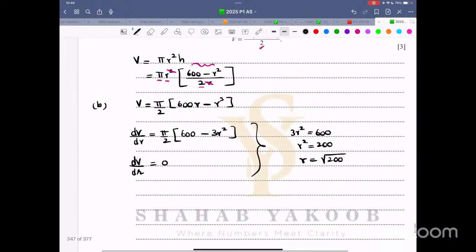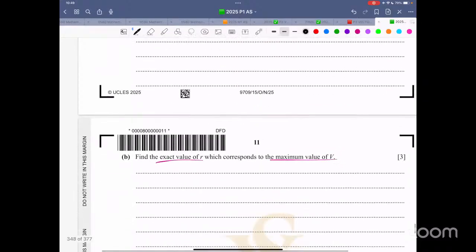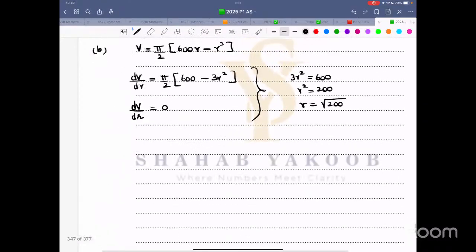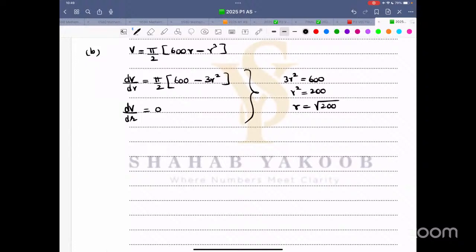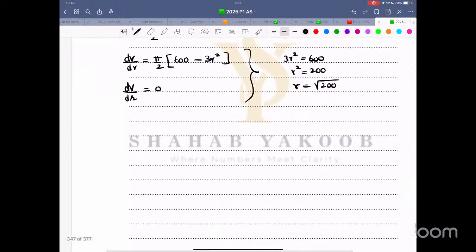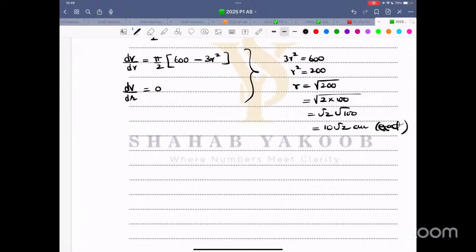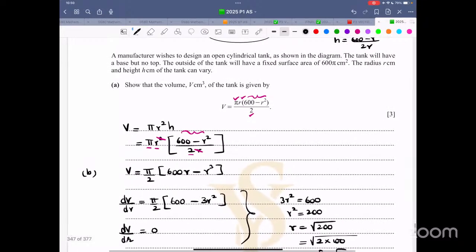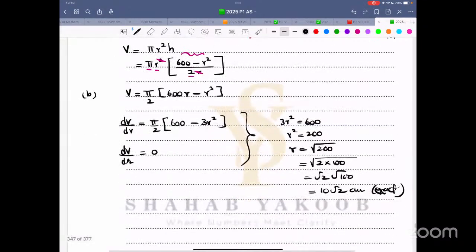Leave the answer as it is for right now. Are they asking for the exact value? Yes, that is the exact value. Simplify it a bit more. That is the square root of 2 into 100, that is root 2 root 100, that is 10 root 2 centimeters. Yes, mark over here. This is exact. Sometimes it's about significant figures, sometimes it is about exact. This thing is done. So part B is done.